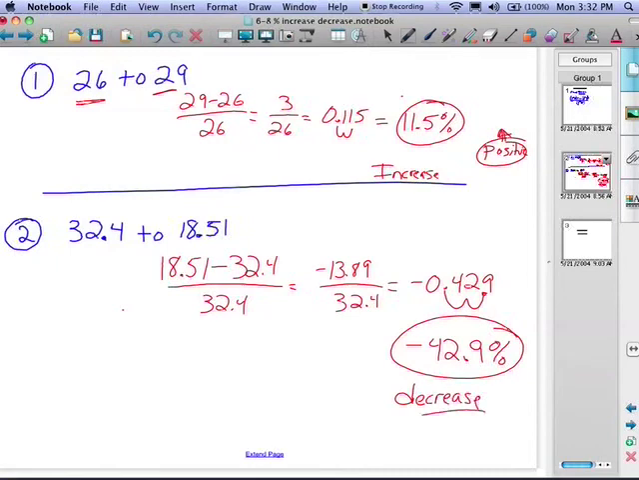And that's a decrease, which made sense based on what I told you a moment ago. This time we're going from 32.4 down to 18.51, which meant it should be a decrease, and we have a negative answer. So positive answers are increases, negative answers are decreases.